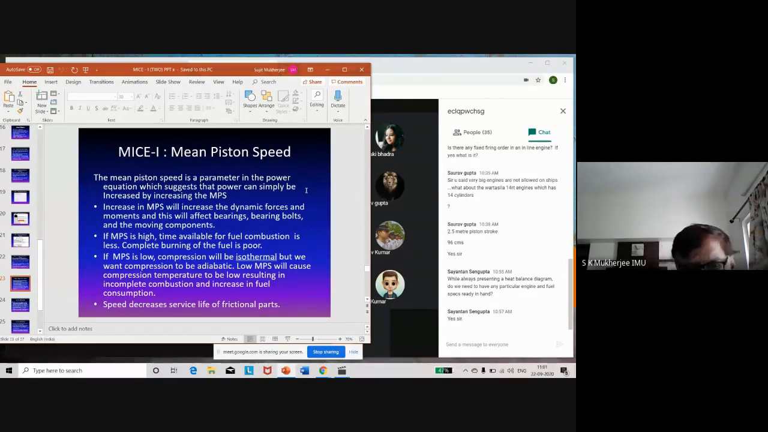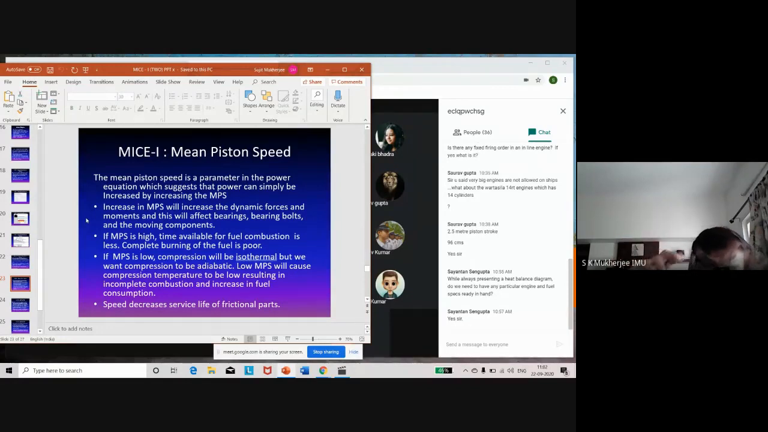They prefer the two-stroke slow speed engine, in spite of it being heavy, cumbersome, and difficult to transport. Okay. An increase in mean piston speed will increase the dynamic forces and moments, and this will affect bearings, bearing bolts, and the moving components. Ultimately, a piston has some mass, and if you increase the mean piston speed, the forces will also increase, because the piston has to accelerate to its maximum speed.